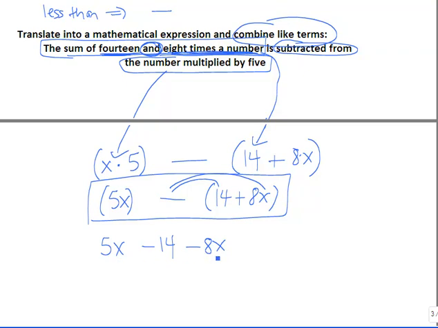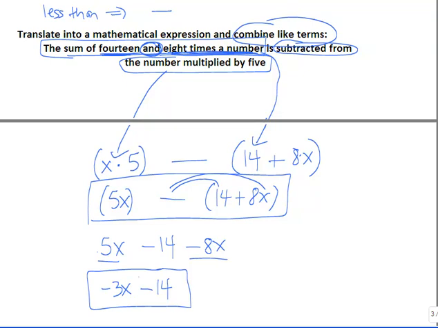Now we're ready to combine any like terms that we see, and I see a 5x and a negative 8x. So 5x minus 8x is like 5 minus 8, that's negative 3, and the variable part, or the x, stays the same. So 5x minus 8x is negative 3x. And then this minus 14, which didn't have an x, stays unchanged in the problem. So I'm just going to bring it down. And here's my final answer. Negative 3x minus 14 is the simplified answer.